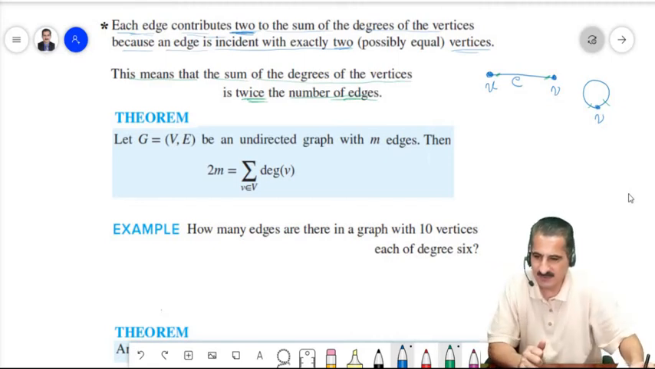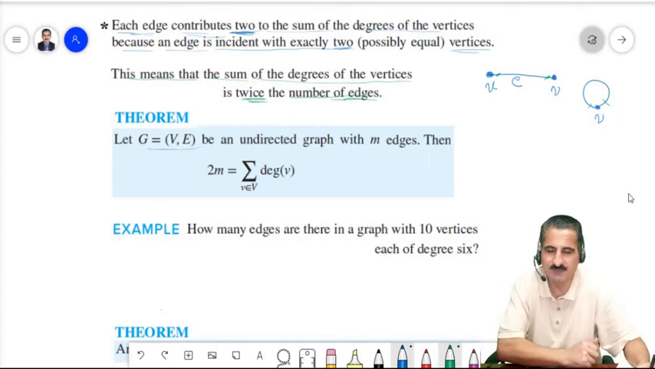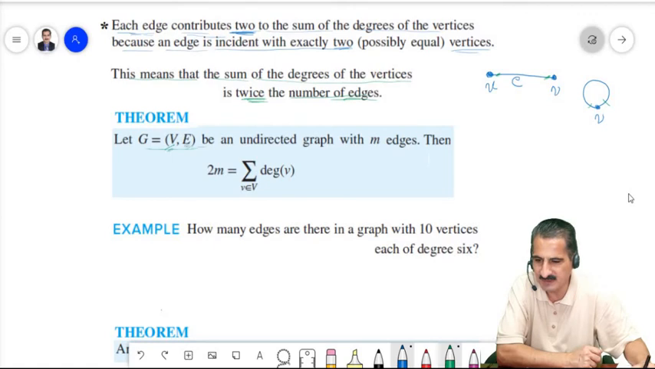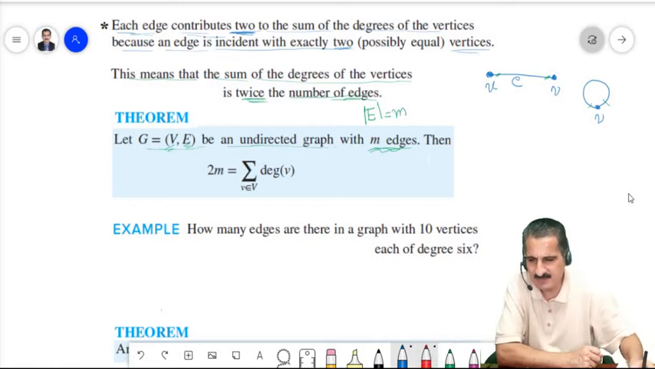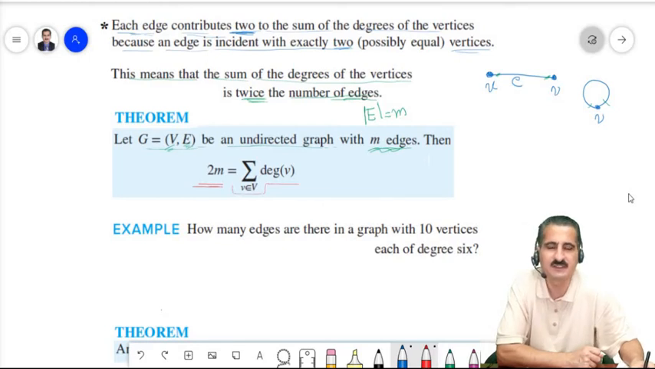So this is the theorem. If G is a graph of vertices V and edges E, an undirected graph with M edges. We are assuming that we have M edges, which means the cardinality of E here is M. Then the theorem says 2 times M, 2 times the edges, gives the summation of the degrees of all the vertices in the graph.